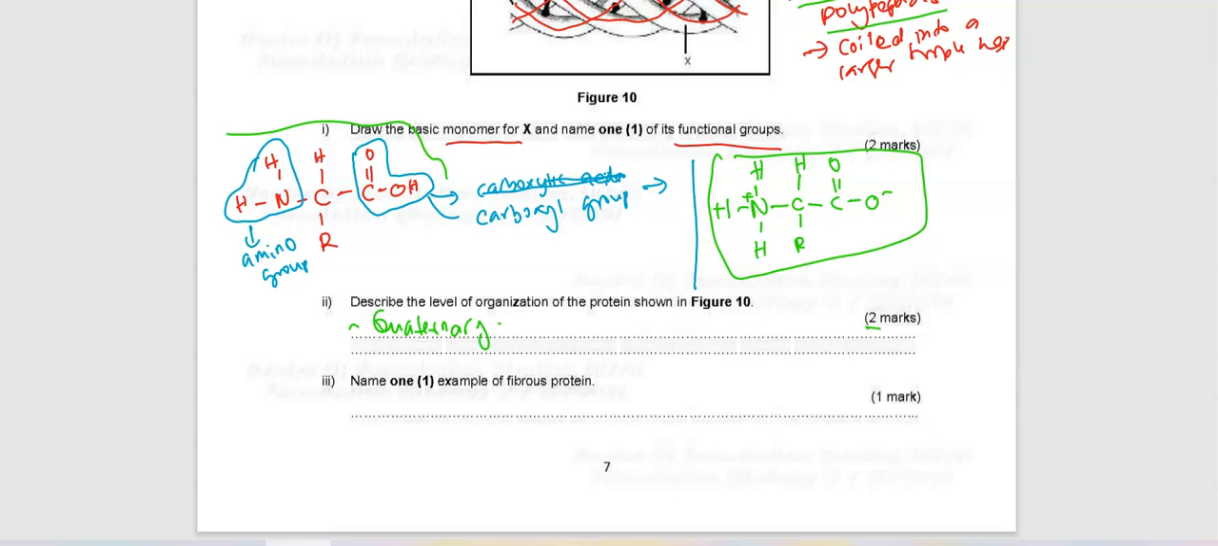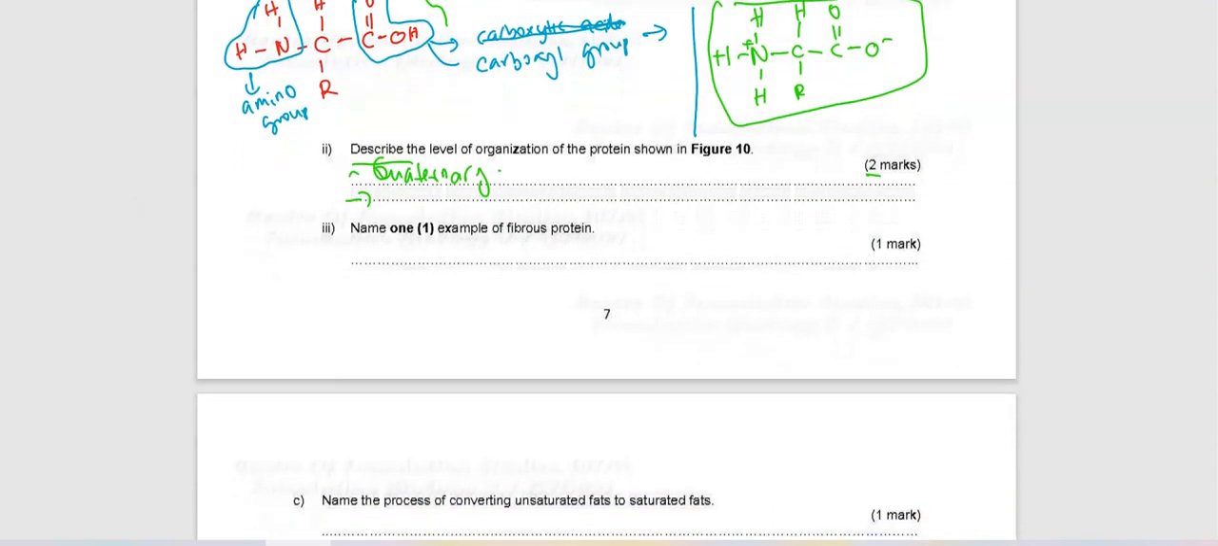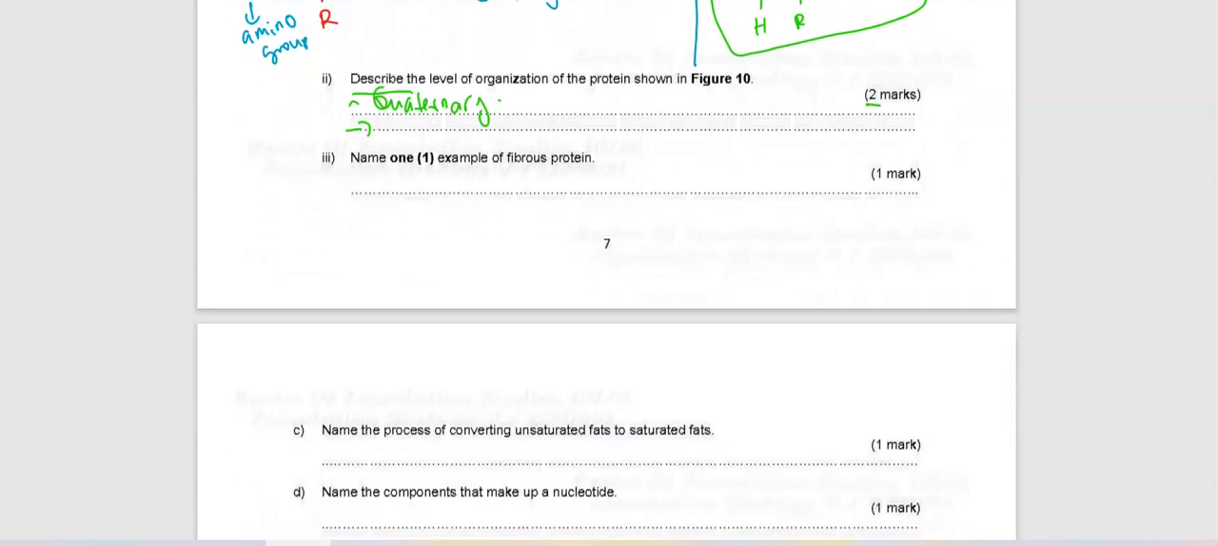The question is worth 2 marks. Okay, so you have to describe what is quaternary structure, where quaternary structure, as I mentioned, consists of 2 or more polypeptide chains joined to form a functional protein. Okay, number 3, name one example of fibrous protein.